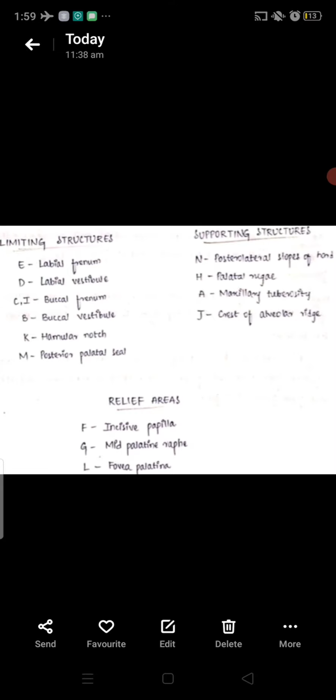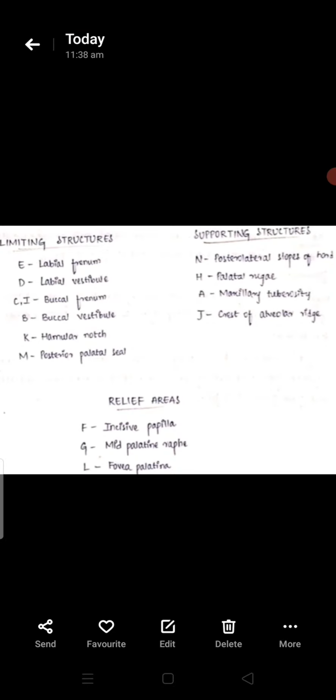In the maxilla there are two primary stress bearing areas and two secondary stress bearing areas. In the primary stress bearing areas, number one is the posterior lateral slope of the hard palate, and second is the maxillary tuberosity. Now come to the secondary stress bearing areas, which resist the horizontal forces. Number one is the palatal rugae, and second is the crest of the residual alveolar ridge.